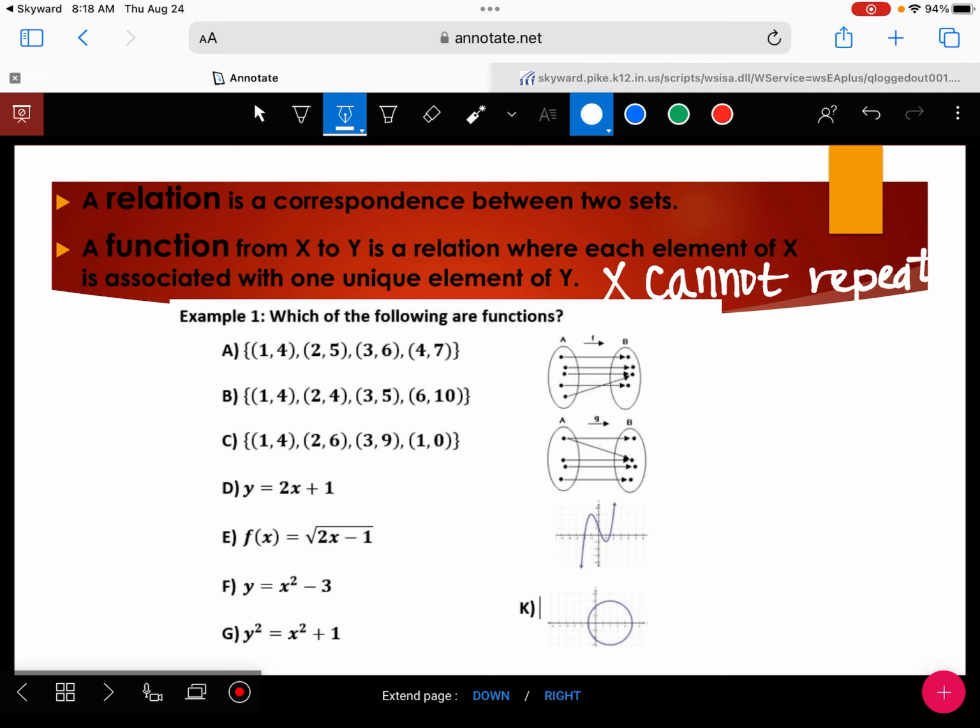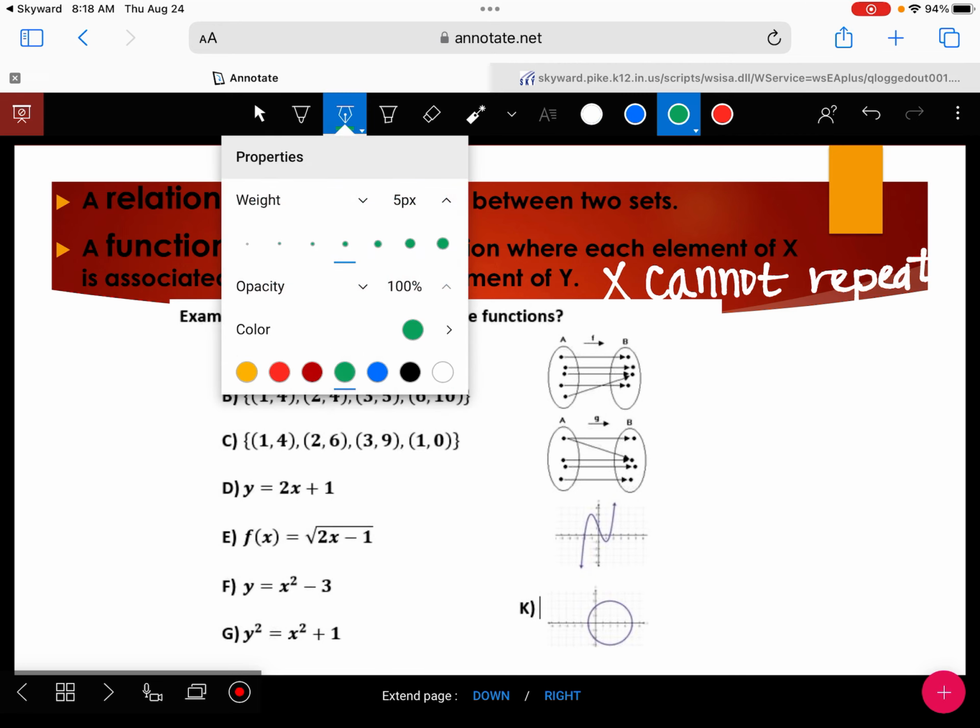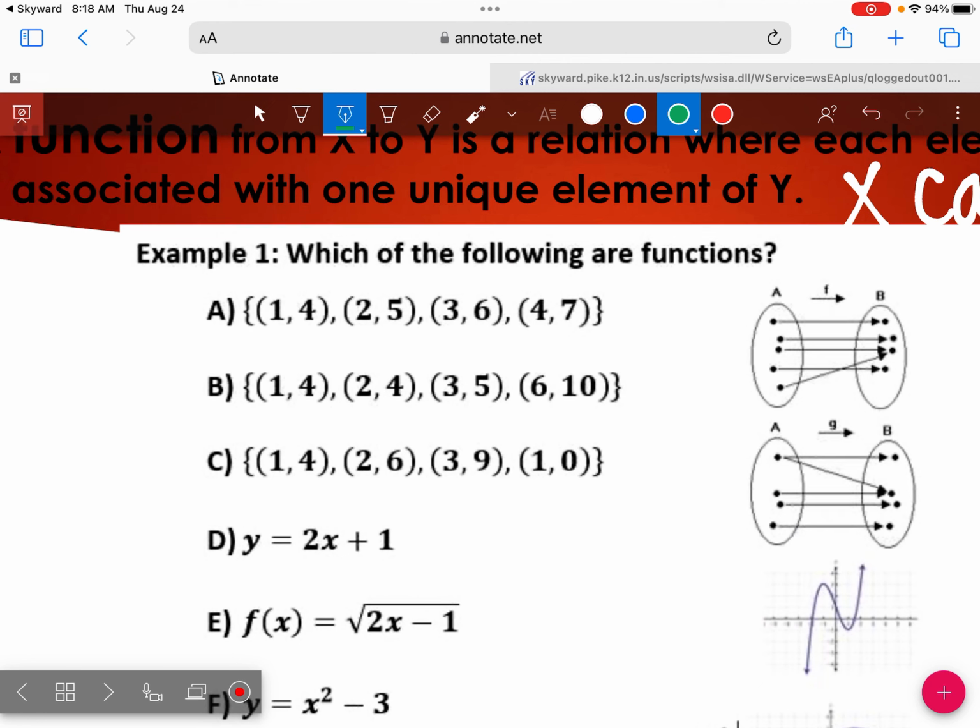Okay. So looking at A, is that a function? Okay, so we're going to look at our X values. See, these are my X values. Notice how they're all different. So that would be a yes. This is a function.